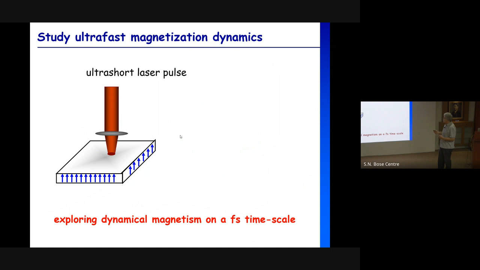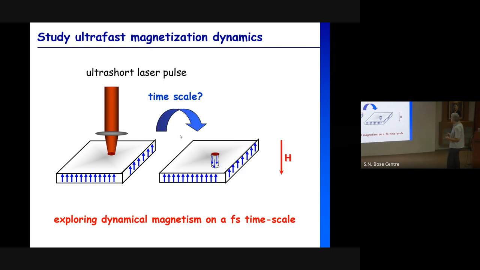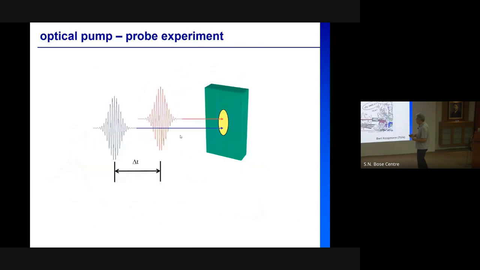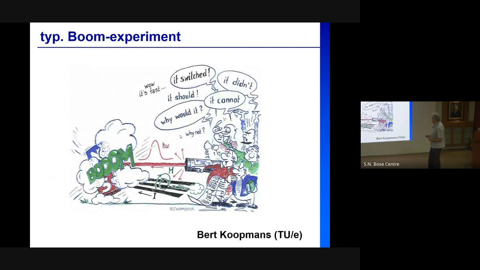Maybe one simple example: you have an ultra-short laser pulse, femtoseconds today, even attoseconds, you disturb the system, and you watch what happens. For example, you apply a field in the opposite direction, you hit with a focused laser beam, and you create a magnetic domain. As it was used in magneto-optic recording, 20, 25 years ago, which was the major mass storage device around 2000. In one way, we just switch, we just shoot once, and we check if it has switched or not. Hoffmann called it a typical boom experiment: you shoot with the laser pulse and you just check whether it switched or not.